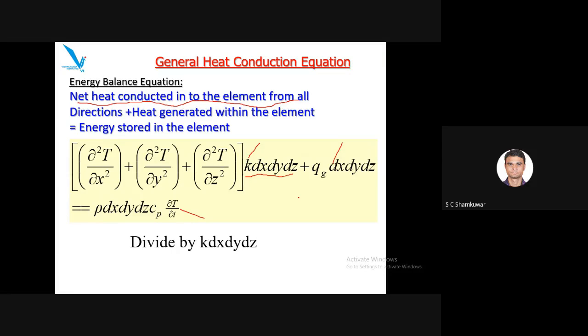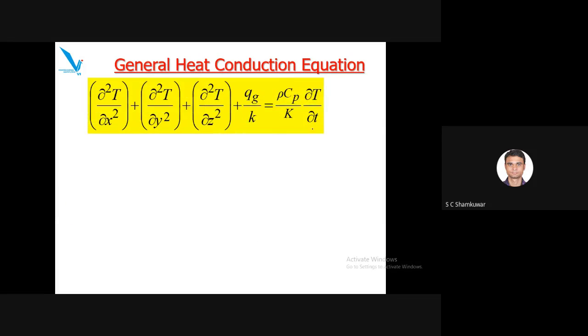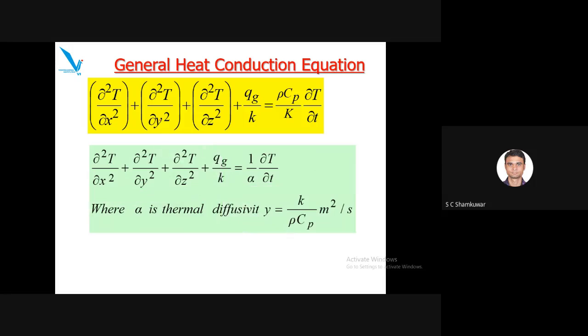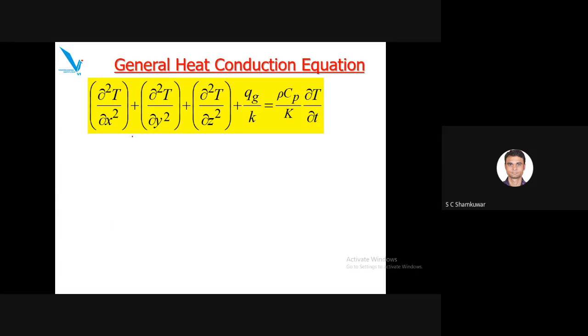So what you will get now? We will get this equation: del square T by del x square plus del square T by del y square plus del square T by del z square plus qg by k, because k was absent here, equals rho Cp by k into del T by del t. Okay, this equation we will get, and this is the generalized equation of heat conduction, applicable to all cases.